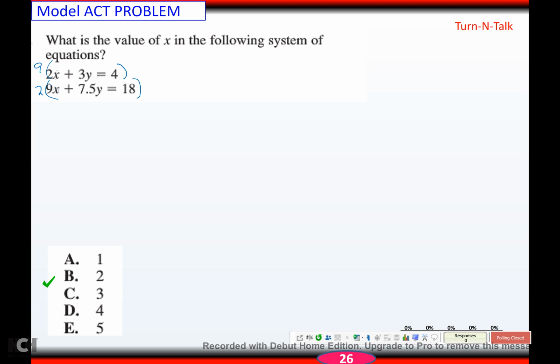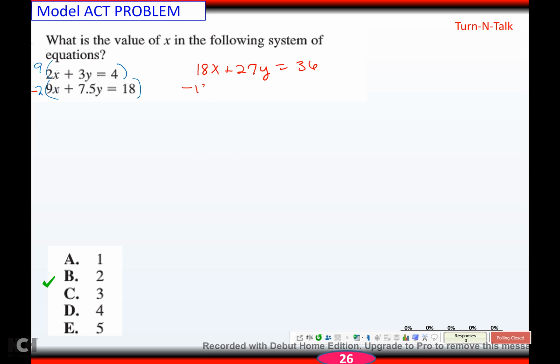If they come out the same, you make them different signs. If they come out with different signs, you make them the same. They both came out positive, so I'm going to make one of them negative. Doesn't matter which one, I just always choose the bottom. So distribute the 9 all the way through on top. I get 18x plus 27y equals 36.